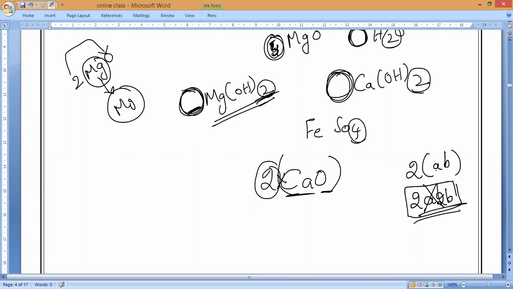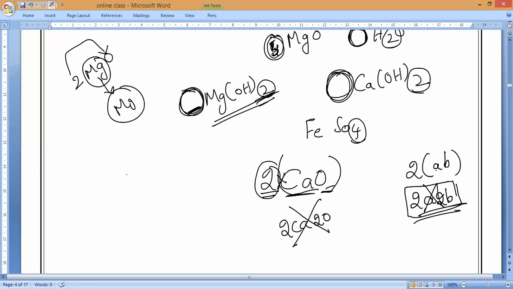We should not write like this. Sir, then can I write it 2Ca into 2O? Is it right? Wrong. Understand? So this coefficient is indicating both the elements present in the compound. Do you understand, everybody? Please respond. Are you clear? Yes, guys? Yes, sir. Next.